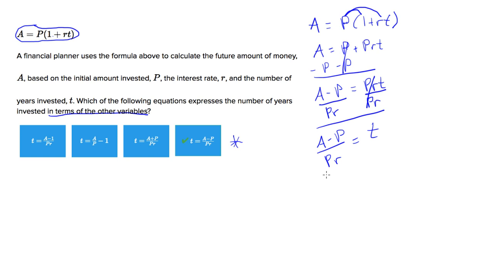Also note that you could rewrite this answer. You may see it show up as A divided by P r, minus 1 over r. When you split up these two fractions, the P's cancel on the second one, leaving this, just as a side note.